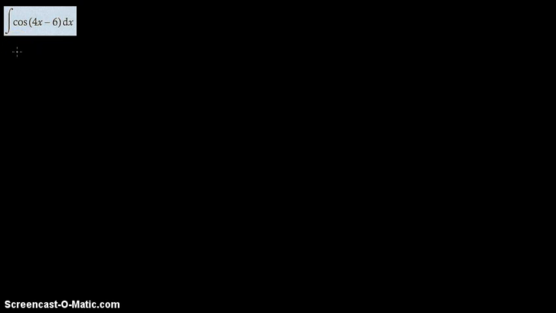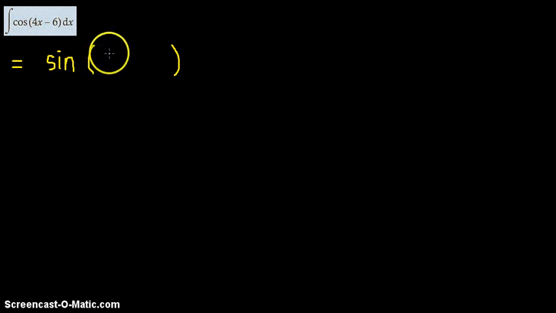What I have here is I need to integrate cosine of 4x minus 6 with respect to x. So we should be asking ourselves, what do I differentiate so that I have a cosine? And that's going to help me to find the integral. When I differentiate sine x, I'll get cosine, so that's what I'm going to start with.